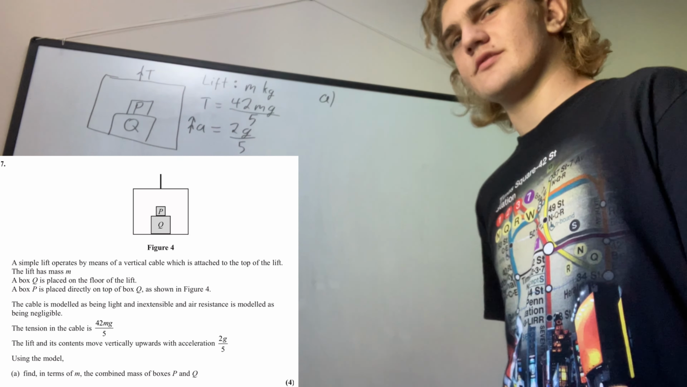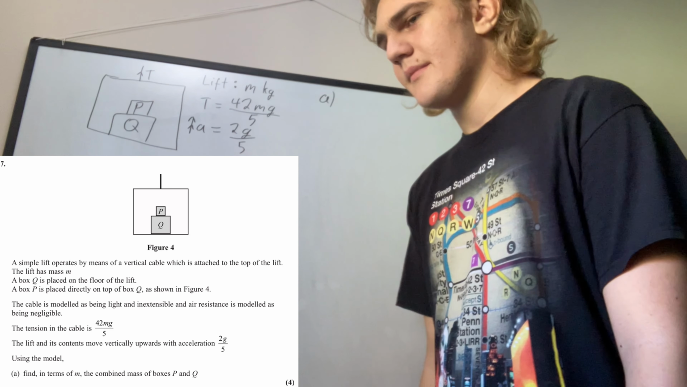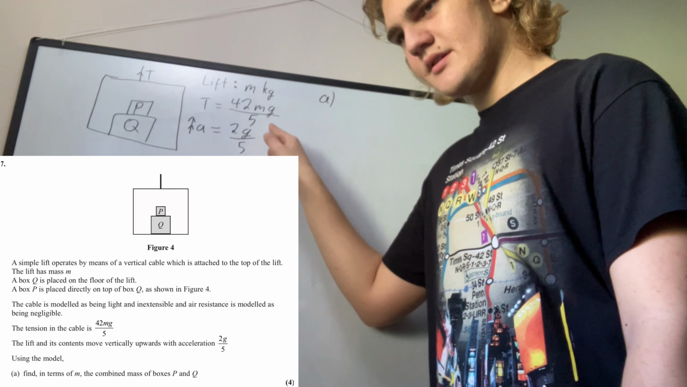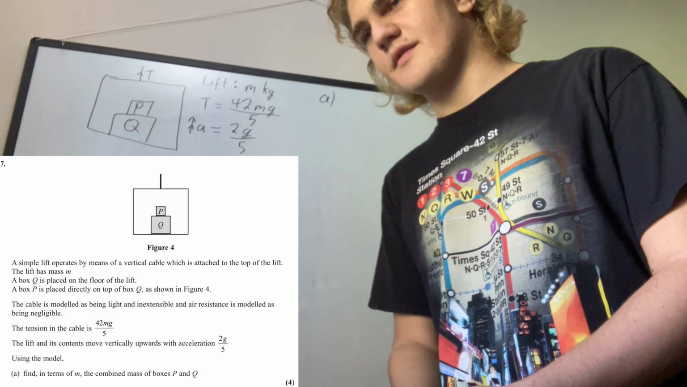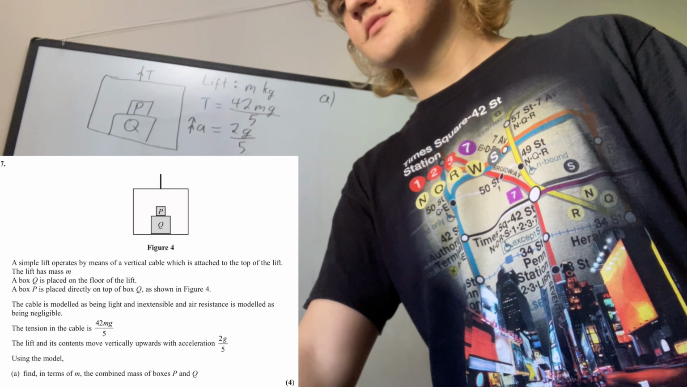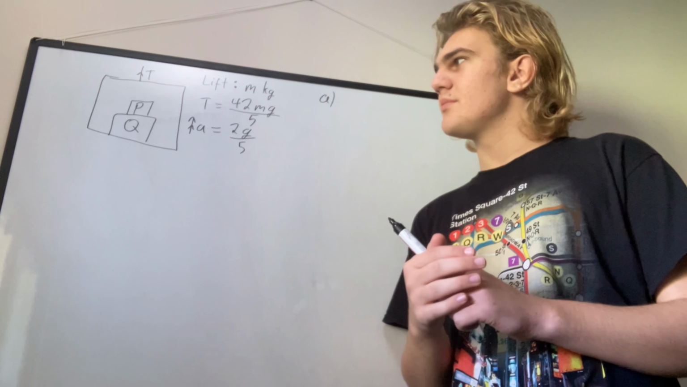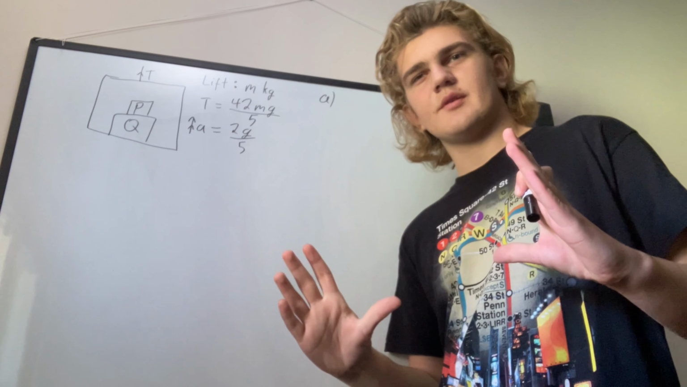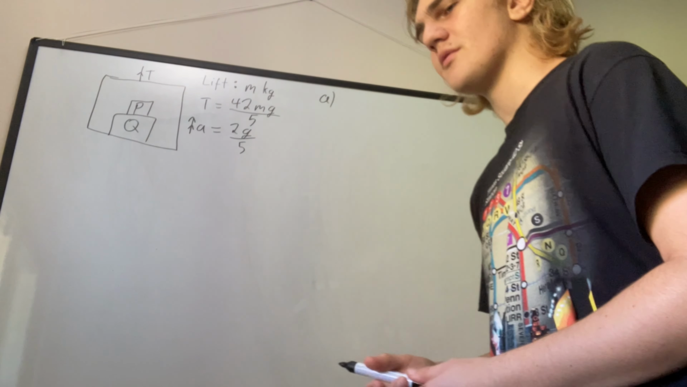The cable is modeled to be light and inextensible, and the air resistance is modeled as being negligible. So we can ignore those external forces. The tension in the cable is 42mg over 5, and the lift and its contents accelerate upwards at 2g over 5. Using this model, find in terms of m the combined masses of box P and Q. So because the boxes P and Q are placed together, we can think of them as one object, and we're going to find their combined mass as if they are one object.